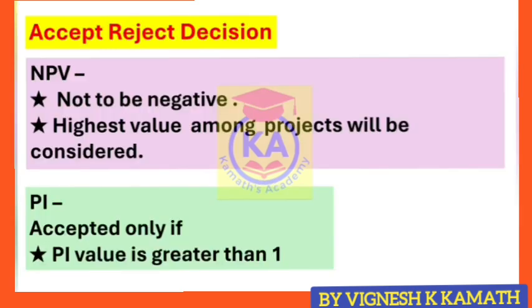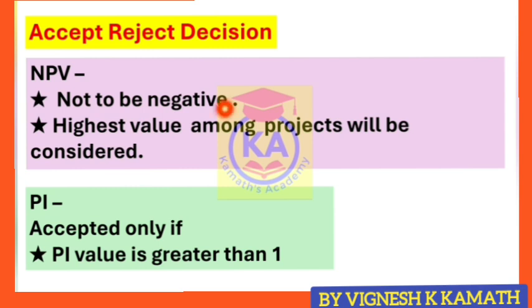For the NPV method and PI method, there is a concept called accept reject decision, whether to accept the project or reject the project. This will be very helpful for writing the conclusion. We'll discuss NPV first. The first condition for accepting the project is that NPV value should not be negative. The second condition is that the highest value among the projects will be considered. If projects 1, 2 and 3 are there, the highest value of NPV will be accepted.